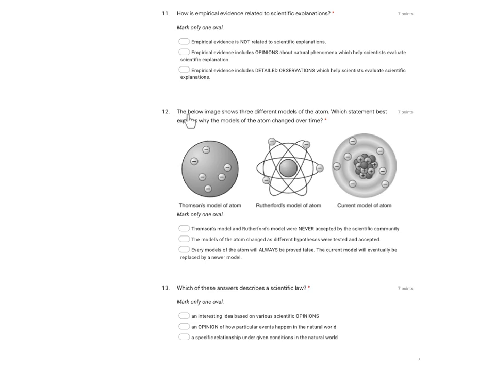Number 12. The below image shows three different models of the atom. Which statement best explains why the models of the atom have changed over time? Thomson's model and Rutherford's model were never accepted by the scientific community. The models of the atom changed as different hypotheses were tested and accepted. Every model of the atom will always be proved false. The current model will eventually be replaced by a newer model.